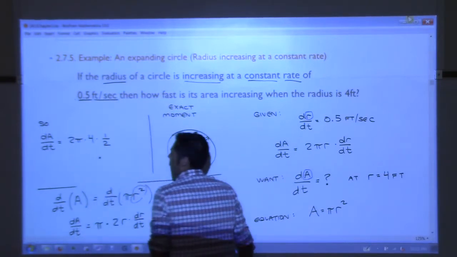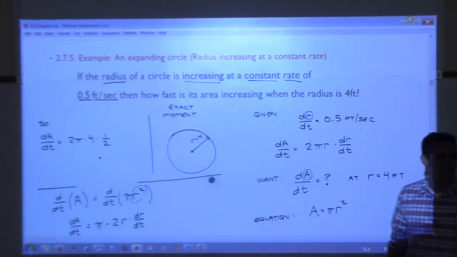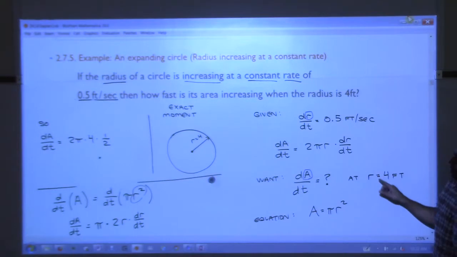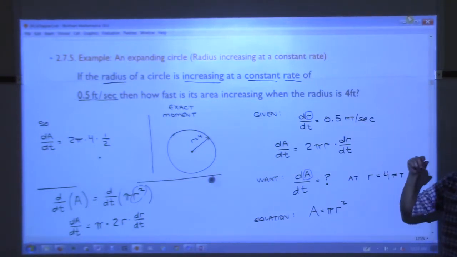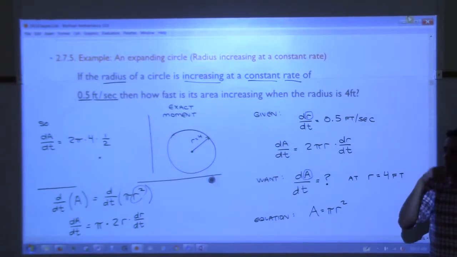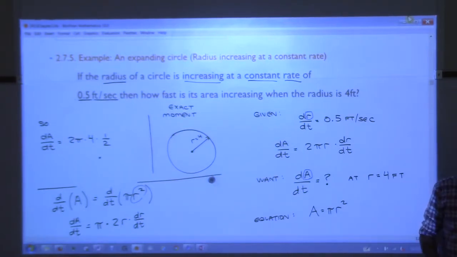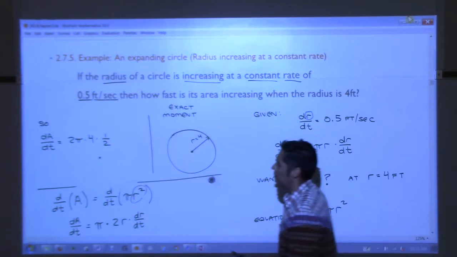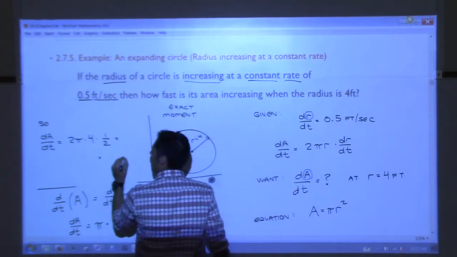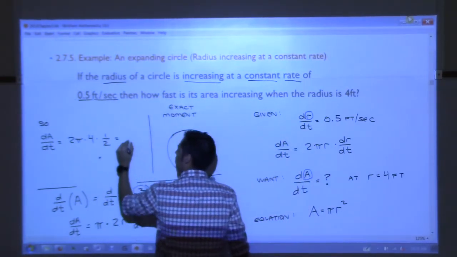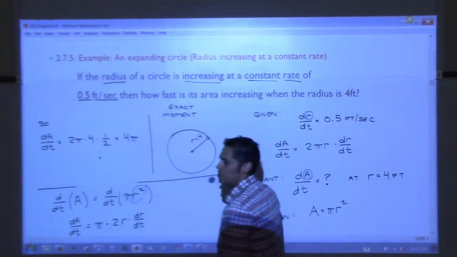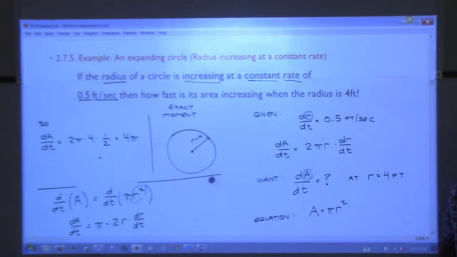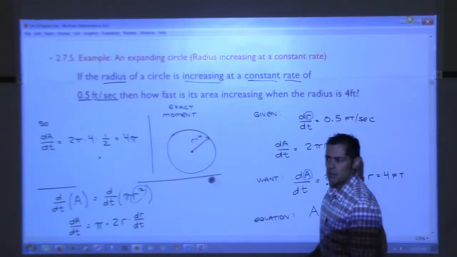Now notice I did not put any of the units here. I didn't put 4 feet, I didn't put 1/2 feet per second. You can put those in there and figure out what your units are, but I do it a little differently. This is equal to what? 4 pi. But then for the answer, you must give me the units. So square feet. Why is it square feet?